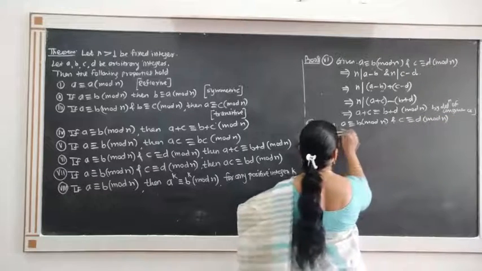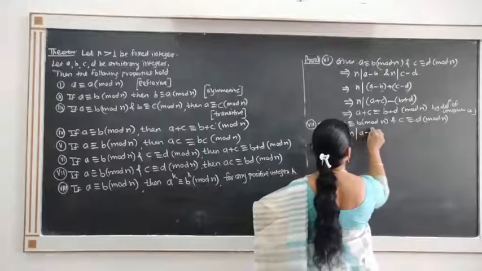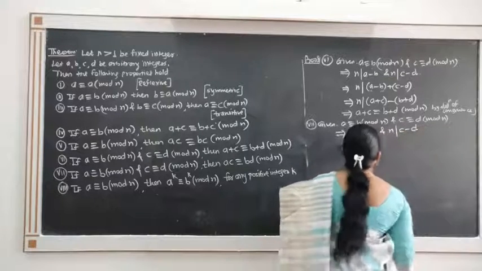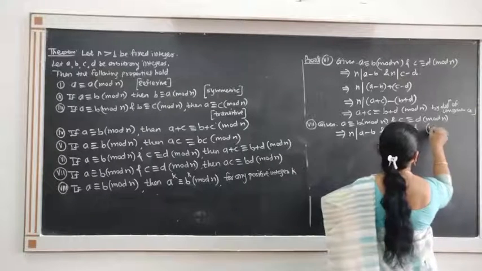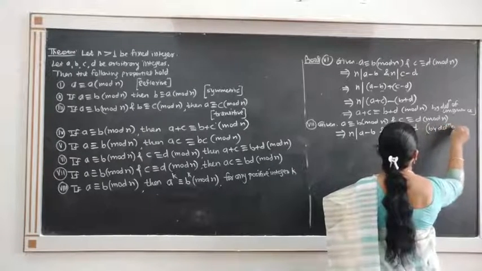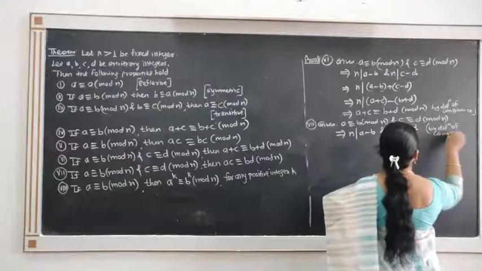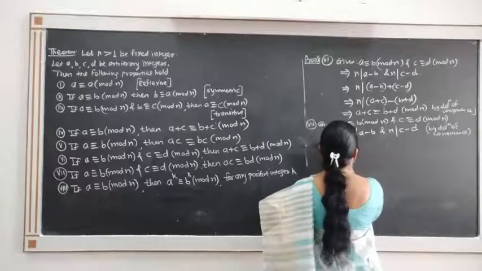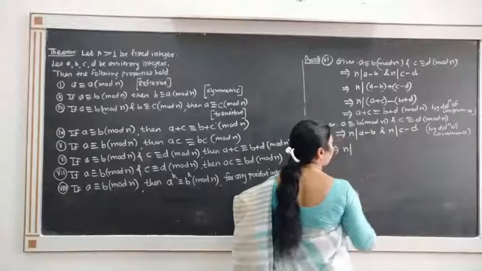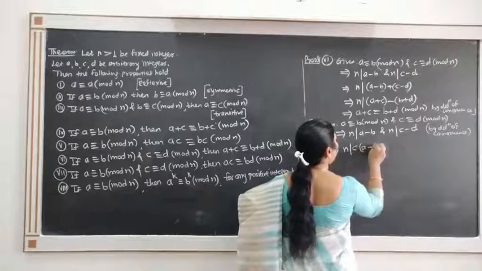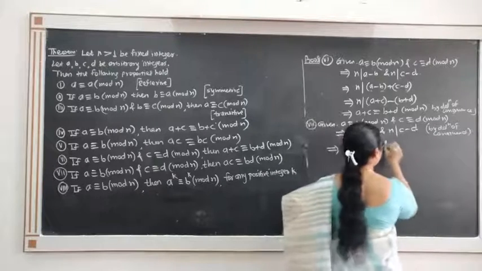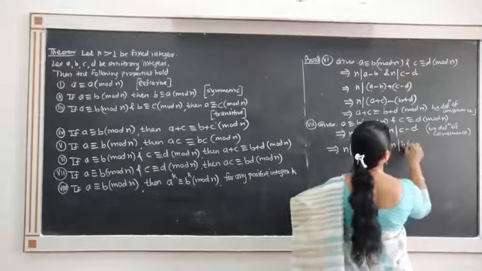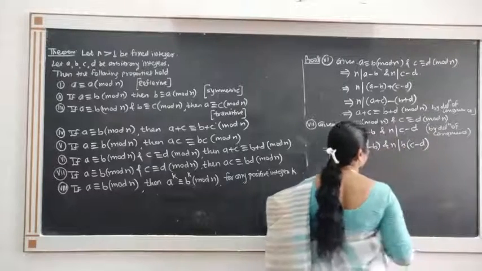This implies that N divides A minus B and N divides C minus D. This is by definition of congruence. Now use the property of divisibility. If N divides A minus B, N divides C into bracket A minus B, and N divides C minus D. So N divides B into bracket C minus D.